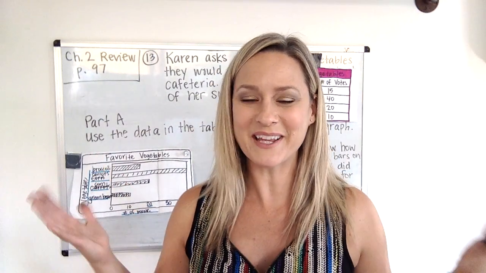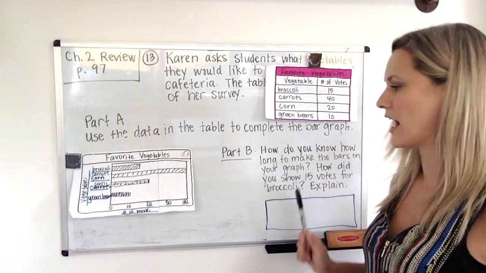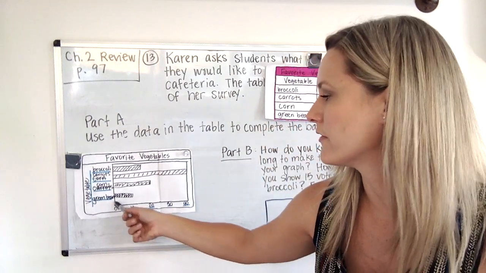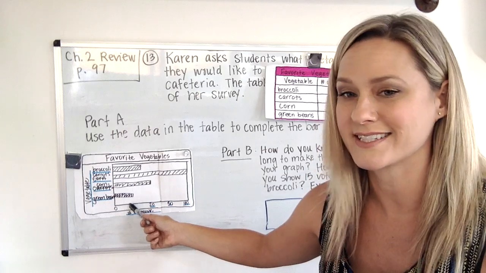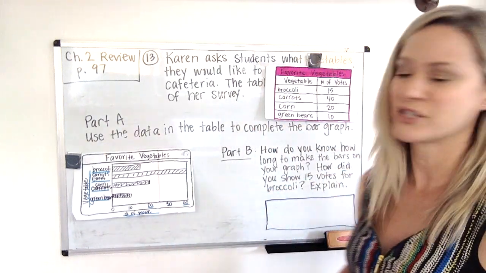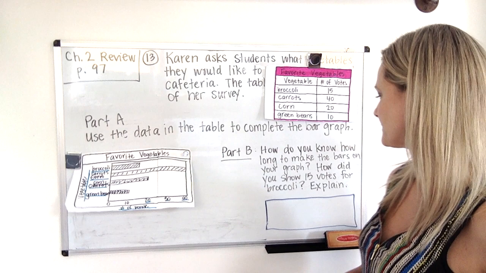Nice! Well, we've already completed our graph, so it's probably a little easier to think about. So, how do you know how long to make the bars on your graph? Well, they started us off from 0 and then got to 10. So we knew we were going to be counting by what? 10. So we knew we would have to write in increments of 10.